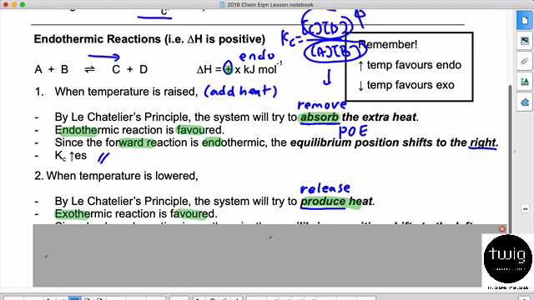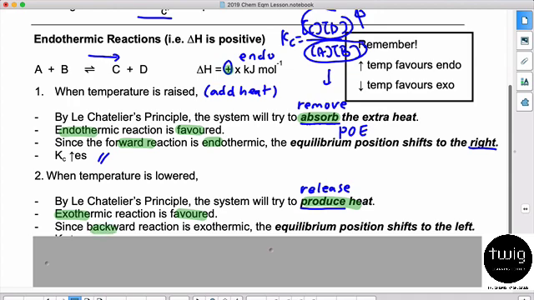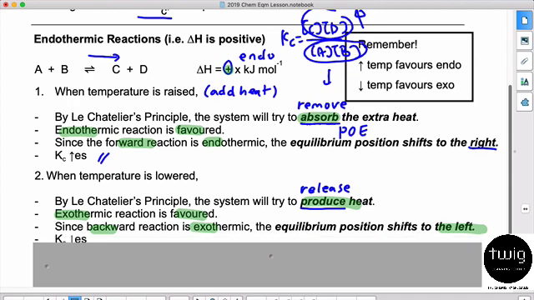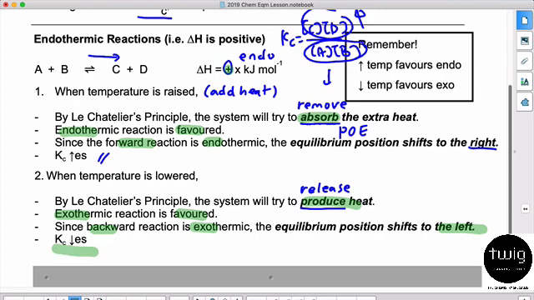Okay, exo is favored. So to produce heat, it must favor exo. This is how I'm going to write it. I will ask myself, if they say exo is favored, I look at the equation and say, exo is forward, backward. Exothermic reaction here is backward. So instead of saying, since forward reaction is endo, hence backward reaction is exo, just look at it and say, backward is exo, straight away. So you save some writing. Since backward reaction is exo, it will go left, backward, favor left. So Kc will decrease. Okay, Kc will drop.